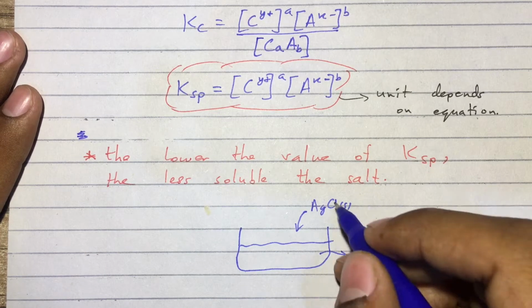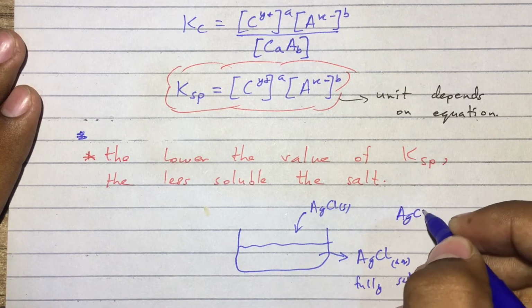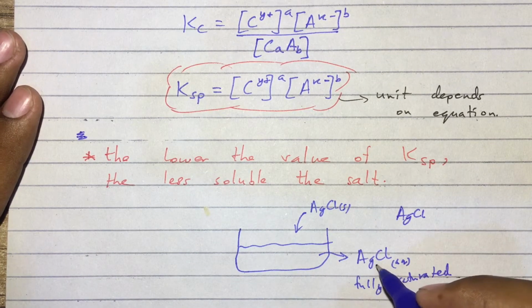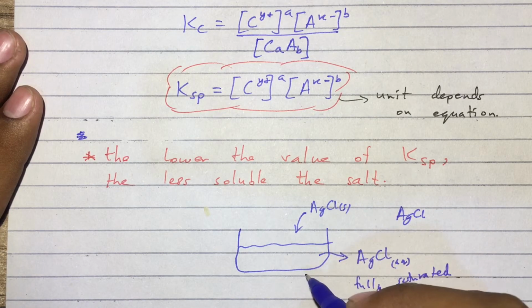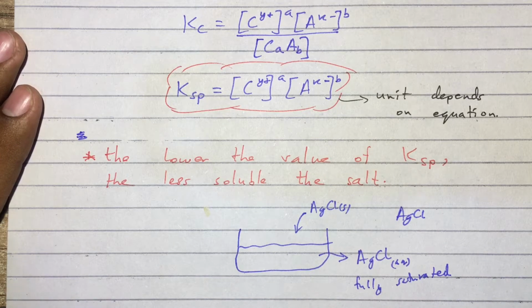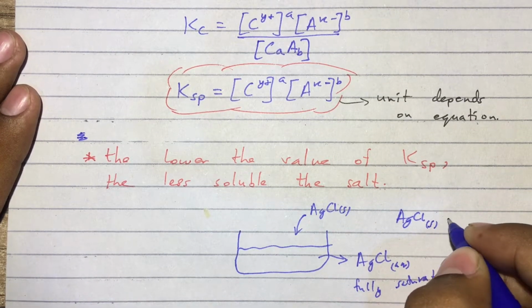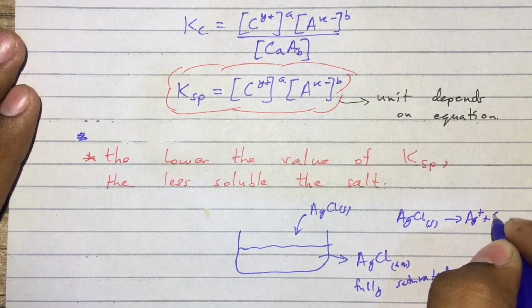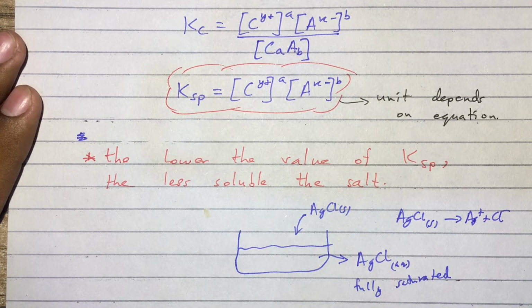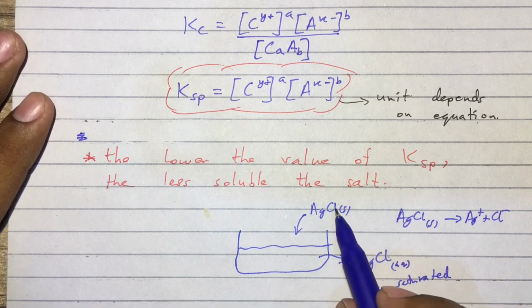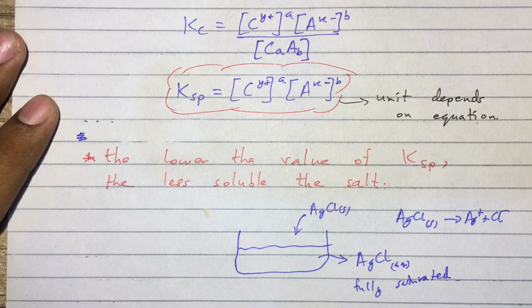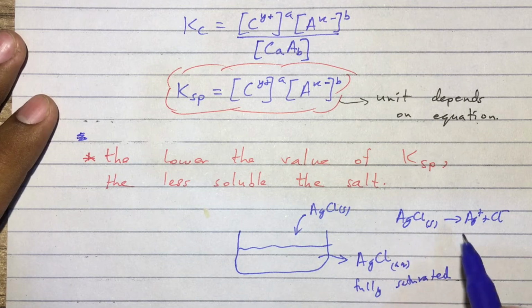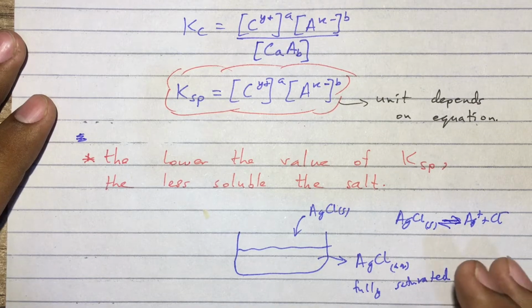However, an equilibrium will be set up in which ions from AgCl aqueous will become solid, and AgCl solid will become aqueous. However, there won't be any net change. So this equilibrium will be set up, right? So the concentration of AgCl remains constant because there isn't any net change. Sorry, this is an equilibrium. There isn't any net change, right?